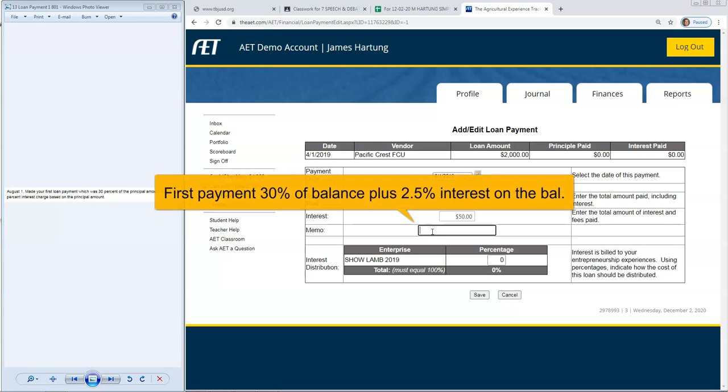And then go ahead and type in the memo. First payment, 30% of balance plus 2.5% interest on the balance. I think you'll run out of space there, so I abbreviated balance as BAL.